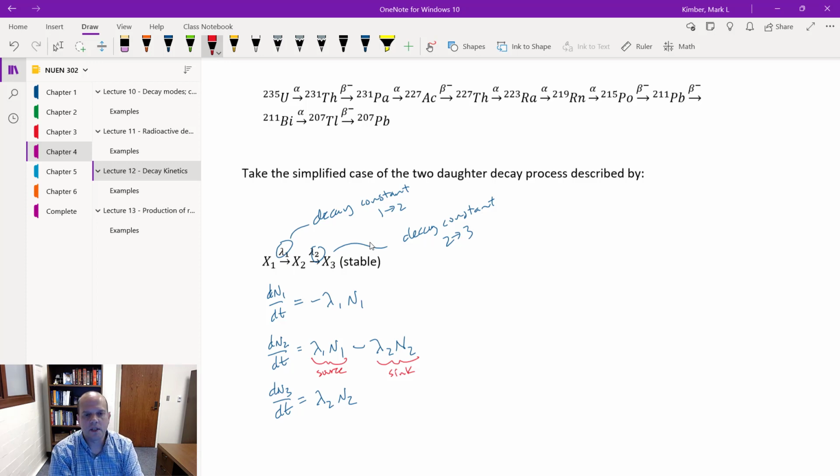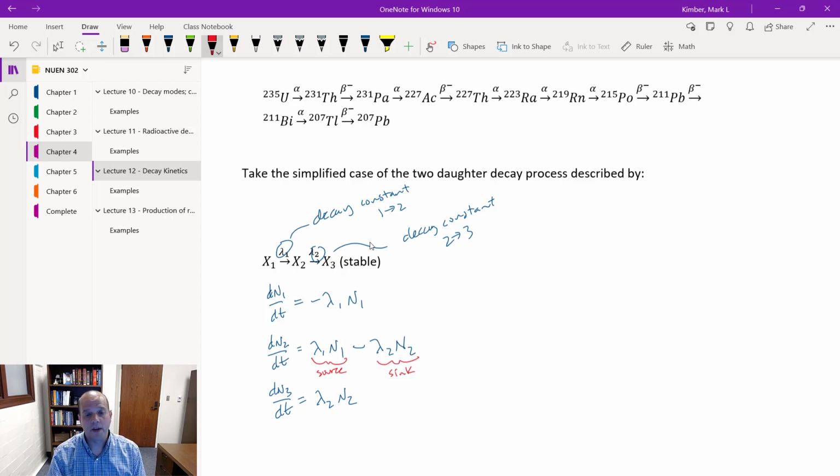And we are restricting ourselves at this stage to looking at just the decay processes. But again, at the end of the lecture, we will extend that to be more generic and look at other types of sources and other types of sinks. So what we have here is a set of 3 differential equations in terms of N1, N2, and N3. They are ordinary differential equations, so ODEs.